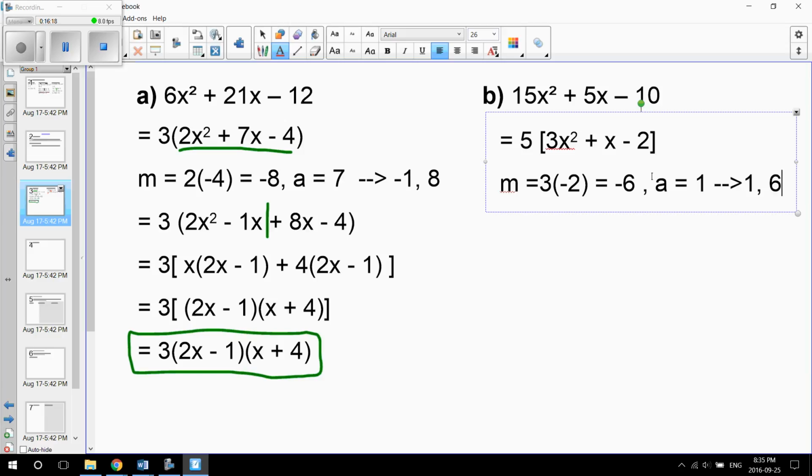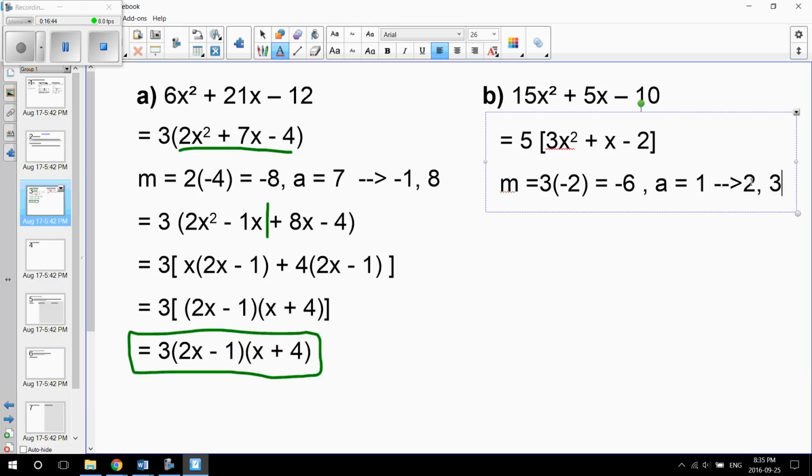One of them has to be negative to make it a negative 6. Oh, and that's not going to work. 1 and 6 doesn't work. Sorry, that was my mistake. So what we need, let's see, multiply to 6 and add to 1. 2 and 3 are actually the numbers that we need to use. So please make sure you make that correction if you've already written that down. It's actually a 2 and a 3 that we need to use.